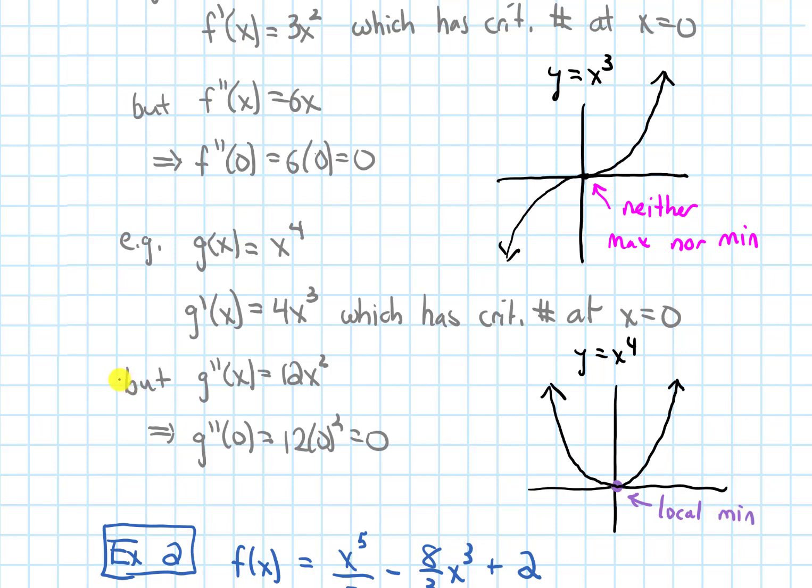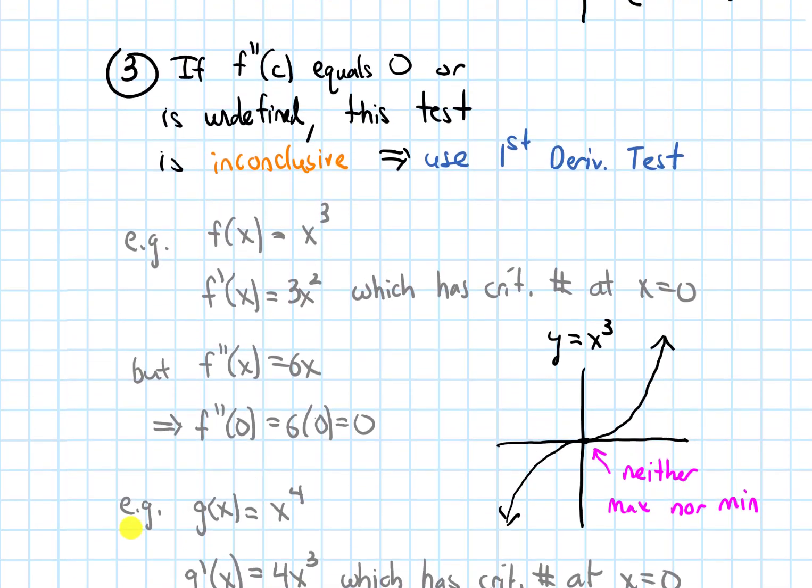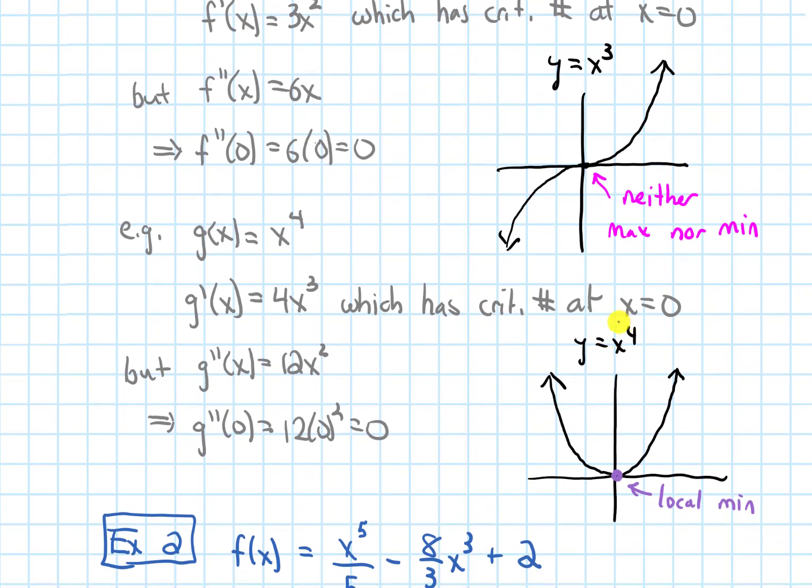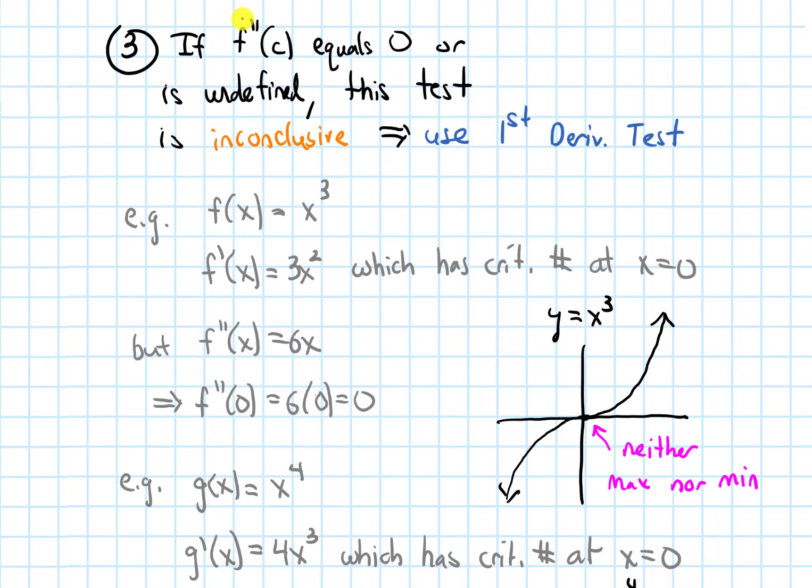So what these two examples show is that when we have a critical number, and I test it using the second derivative, and I plug it in and it equals 0, I could have a situation where it's not a local max or a local min, like with x cubed. I could have a situation like x to the fourth, where I end up with a local min. I could also easily come up with a situation where I end up with a local max. That's why it's inconclusive. Knowing that the second derivative is 0 or undefined gives me no information.